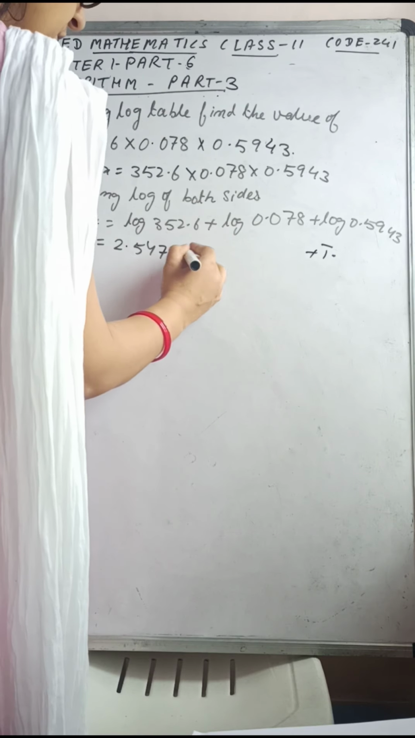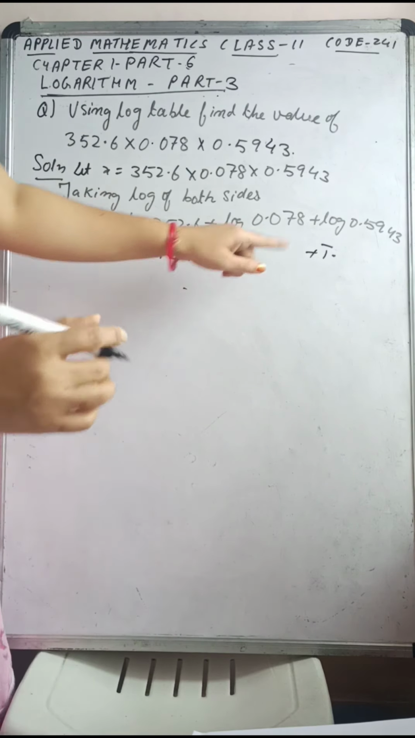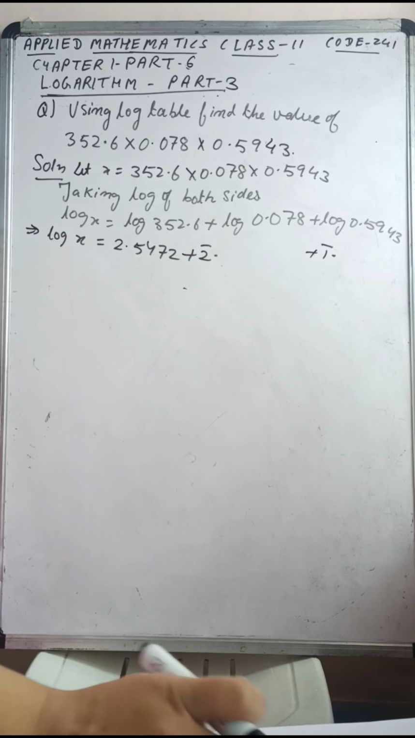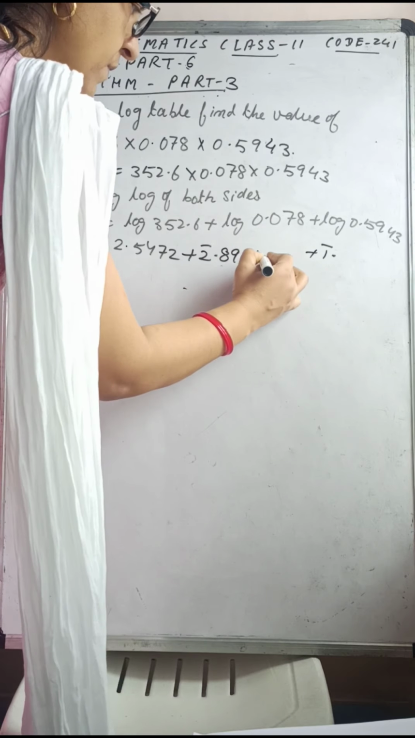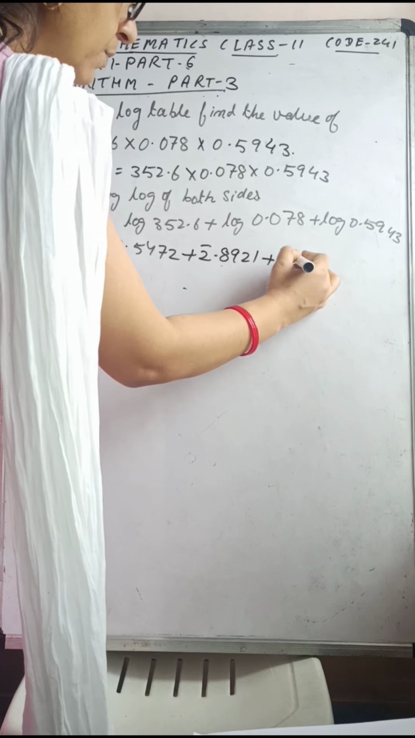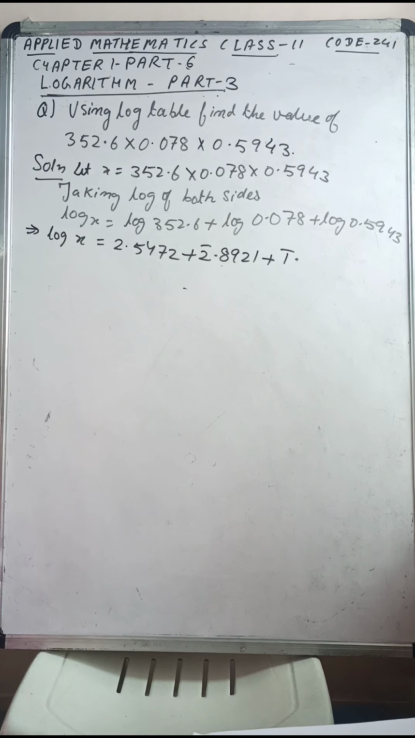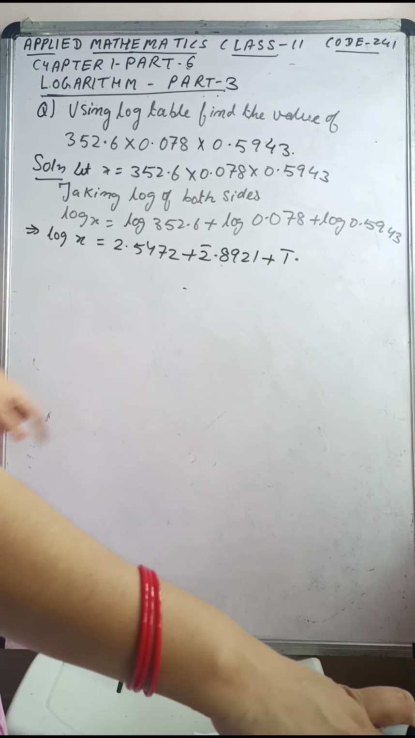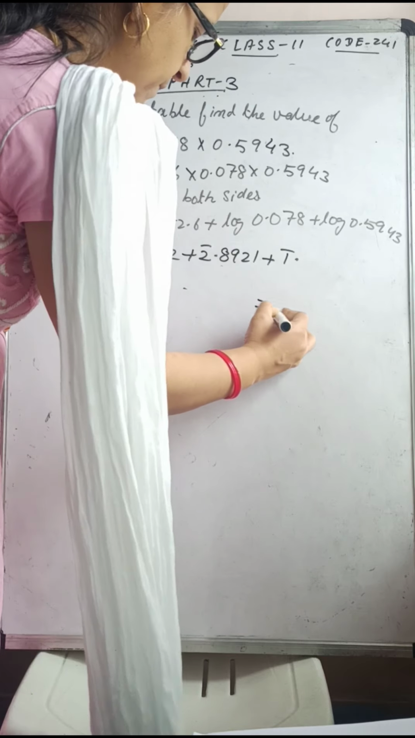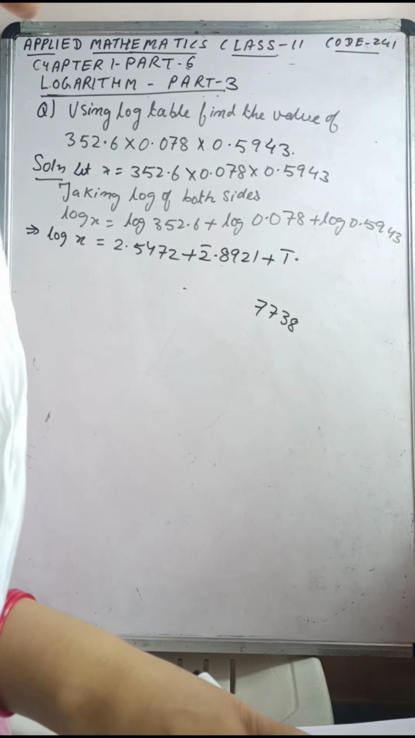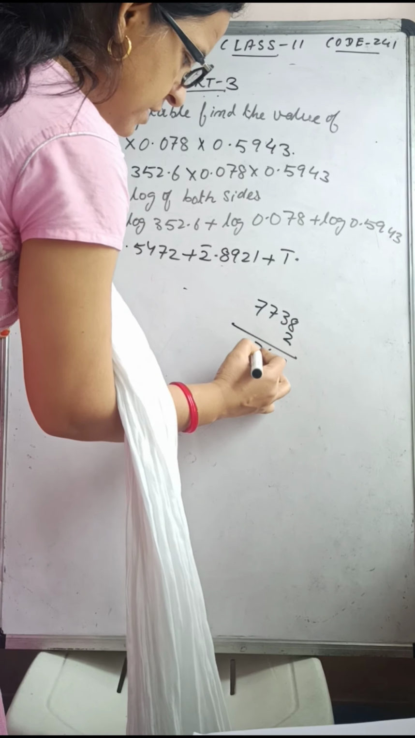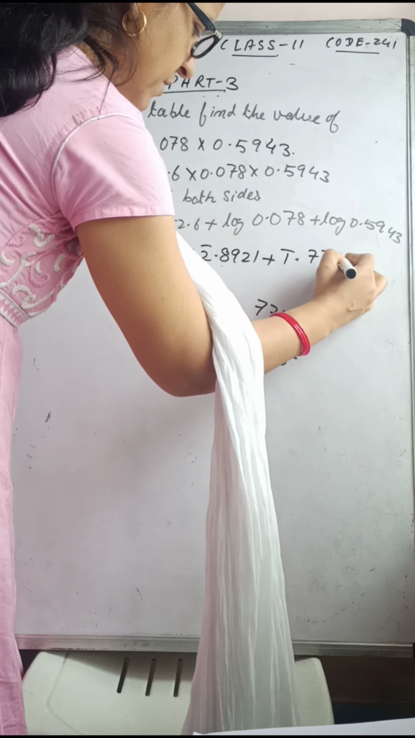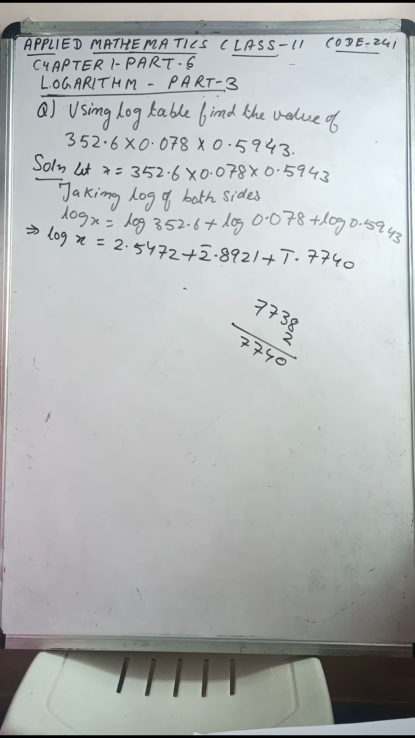Now plus 2 bar point 78 under the column 0, 8921, plus 1 bar point 59 under the column 4 is 7738, and under the difference 3 it is 2. So 7740. Okay, first we will be making this a single number.